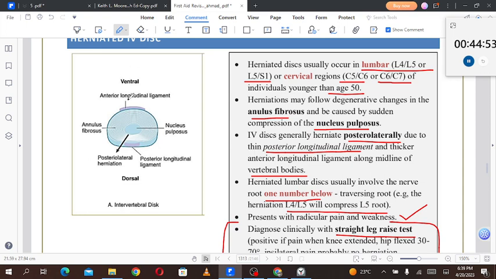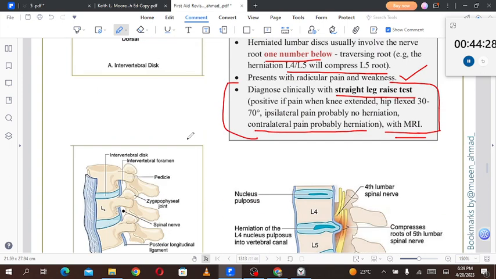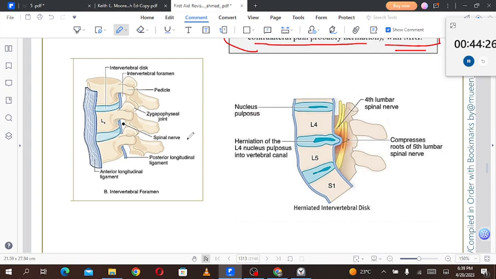So here you can see the ventral view, the anterior longitudinal ligament, then the posterior longitudinal ligament. Posterior lateral herniation is common. The IV disc generally herniates posterior lateral due to the thin posterior longitudinal ligament and a thicker anterior longitudinal ligament. So the anterior one is thicker, while the posterior longitudinal ligament is thinner. Then we have the annulus fibrosus and the nucleus pulposus. The nucleus pulposus will be herniating outside. That is the concept of disc herniation.